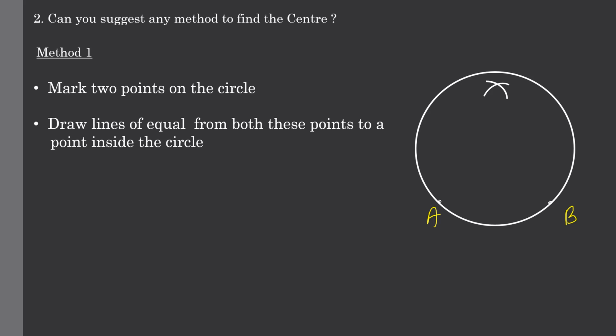So I got two arcs which are intersecting at a particular point, and let's join that point of intersection and A and B. Here, what do you think? Is the distance the same? Yes, it's the same. You can measure it and verify that. Is it the only distance we can draw? No.